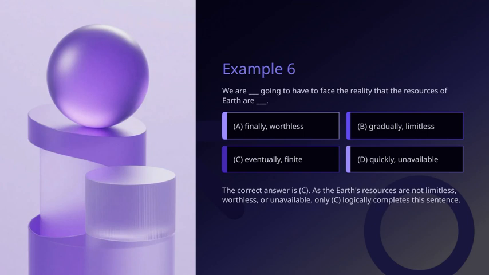This means that over time, we will realize that Earth's resources are limited. Unlike options like worthless or limitless, which don't accurately reflect the true nature of Earth's resources, finite really captures the idea that there is a limit, something we need to recognize for sustainable planning. This ties back to the overall theme of resource management and the importance of being aware of our planet's limitations. It's a reminder that as we proceed, understanding the finite nature of these resources is crucial for making responsible decisions.